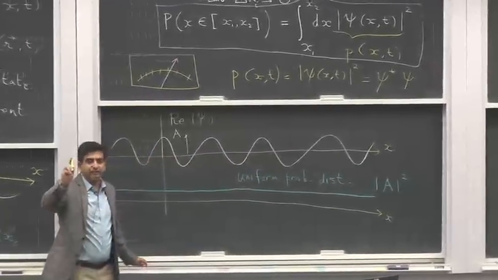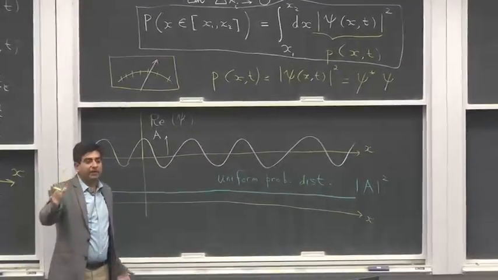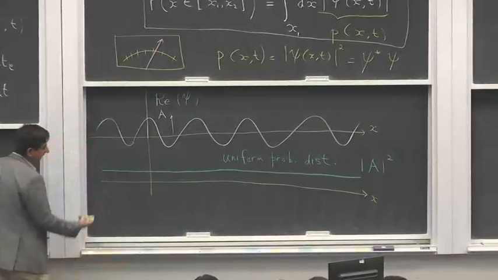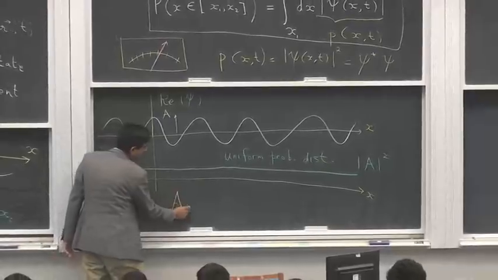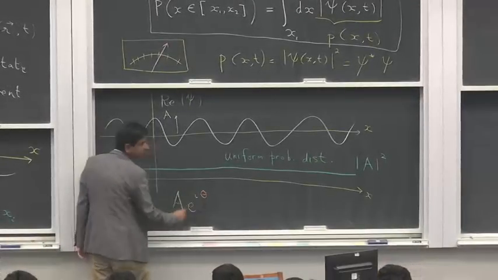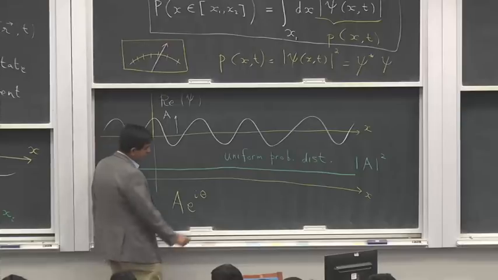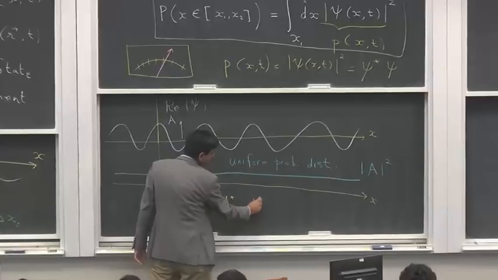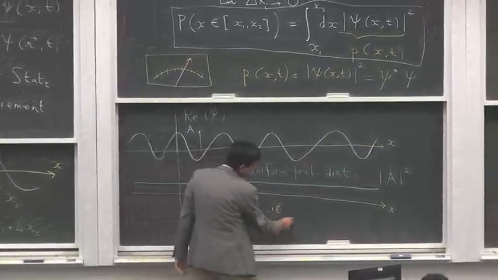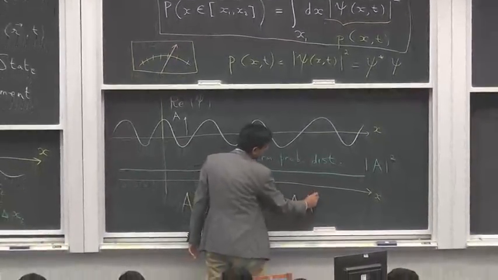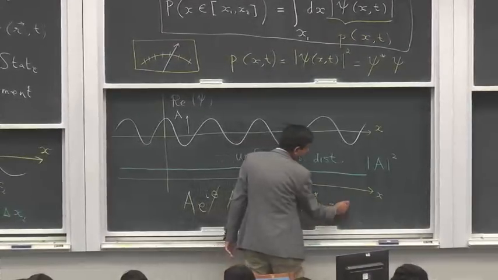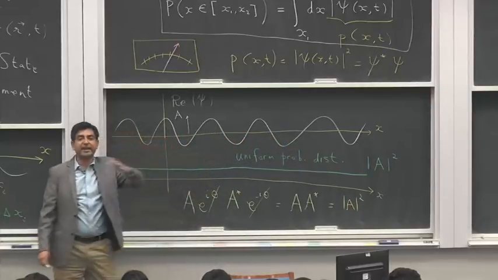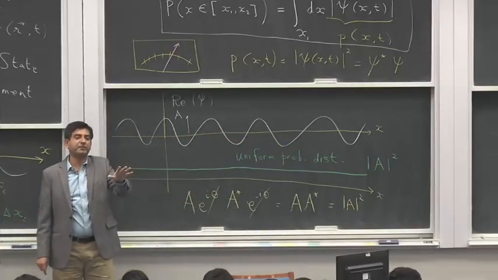So if I take, why, what do you mean why? Mathematically or physically? Mathematically, if I take any complex number, A e to the i theta, I find the modulus squared, which means I'm multiplying this with A star e to the minus i theta. This cancels out. This is just A star A, which is the modulus squared of A. All right, so just a straight line, independent of x, independent of time.